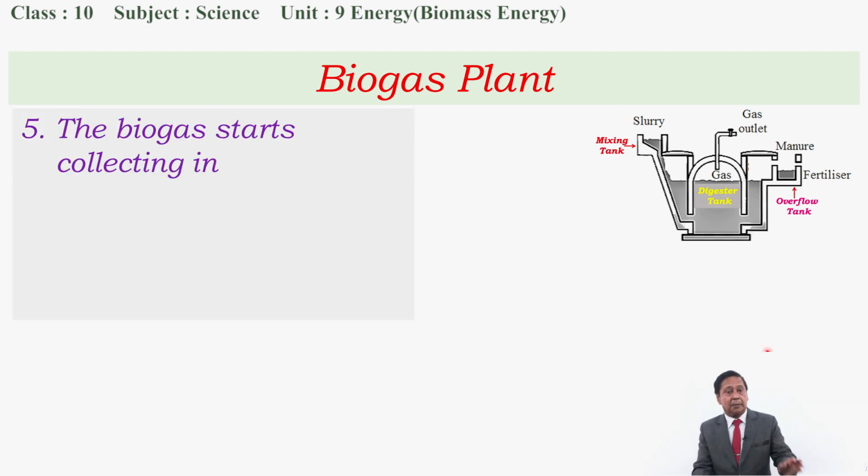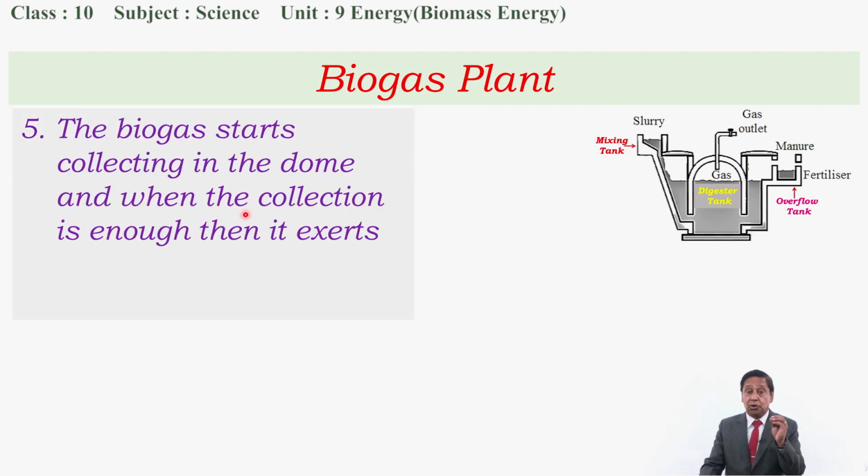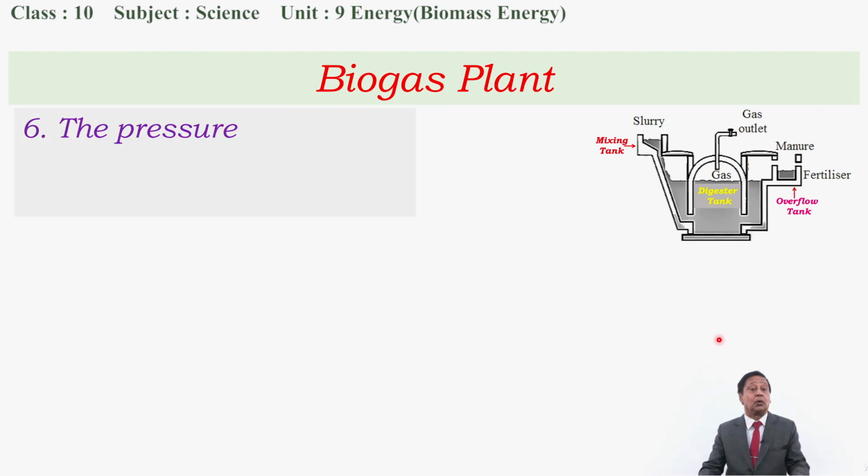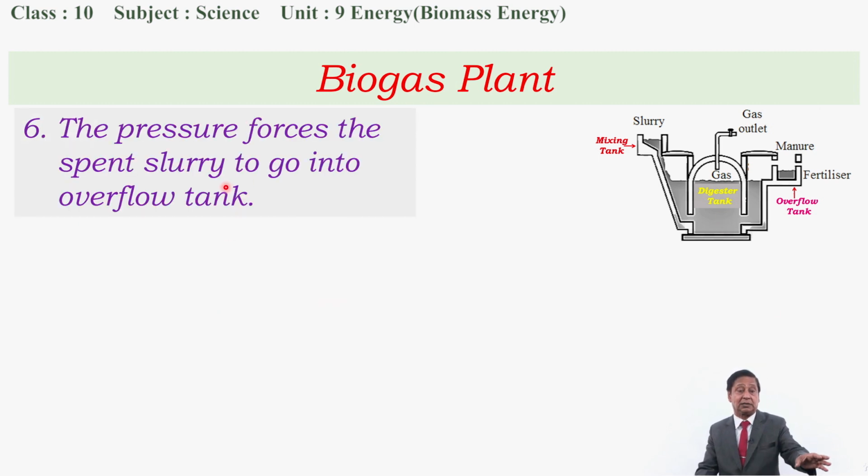And the biogas starts collecting in the dome. In this dome part, this biogas starts collecting, and when the collection is enough, then it exerts pressure on the slurry in the digester tank. It exerts pressure in the downward direction, and this pressure forces the spent slurry. Spent slurry means which has already undergone this anaerobic decomposition. The pressure forces the spent slurry to go into the overflow tank.